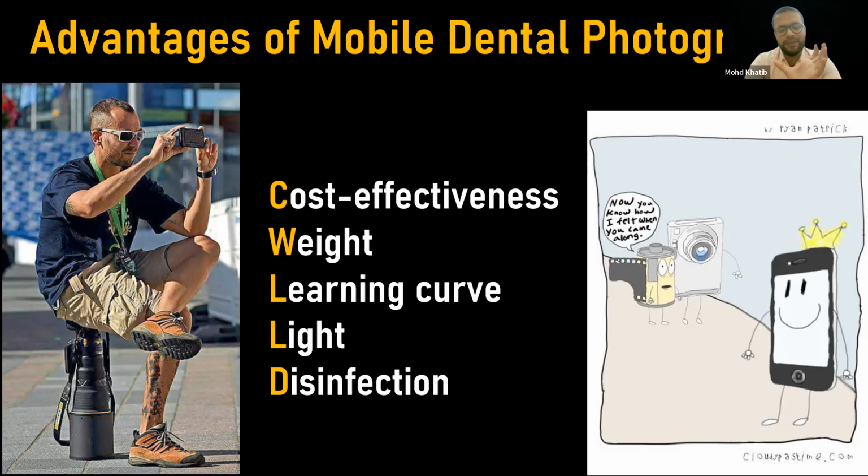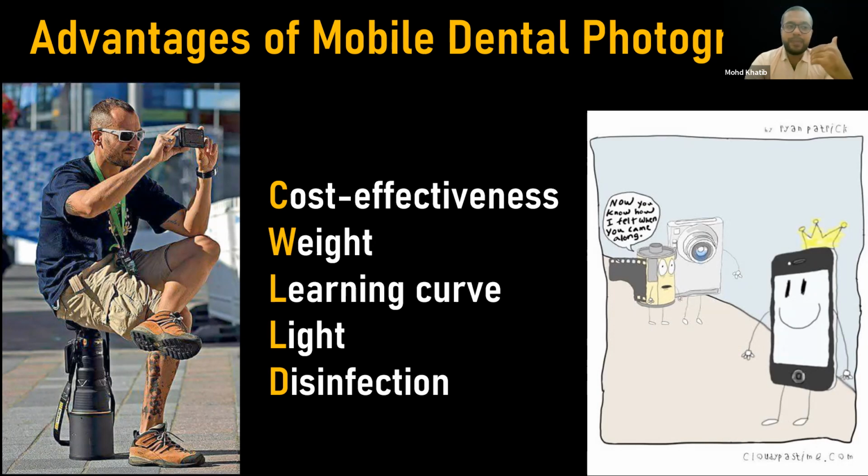Means if your budget is 50,000, then 60% of 50,000 should be invested into a smartphone, 30% in lighting, and 10% for other accessories like mirror, contrastor, and other accessories for dental photography. Don't invest the entire amount into mobile only. Second is weight. Smartphone is definitely too lightweight.